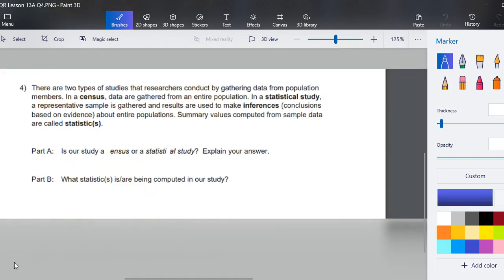If you have not already worked on at least question 4, maybe 4, 5, and 6, go ahead and hit pause and work on those and then come back.